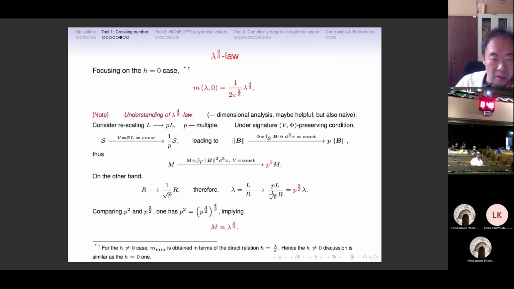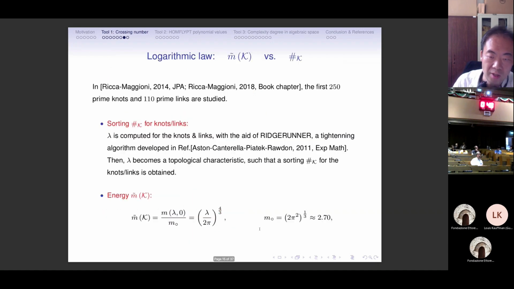Let L have an expansion to pL. Then the cross section will be 1 over p squared. Then the magnetic field will be p times this. Then the energy will be p squared. At the same time, R goes to 1 over the square root of this, then lambda will go to this. We compare this multiple and this multiple, and we can see that one is the other's power, implying this law. This is my own understanding.